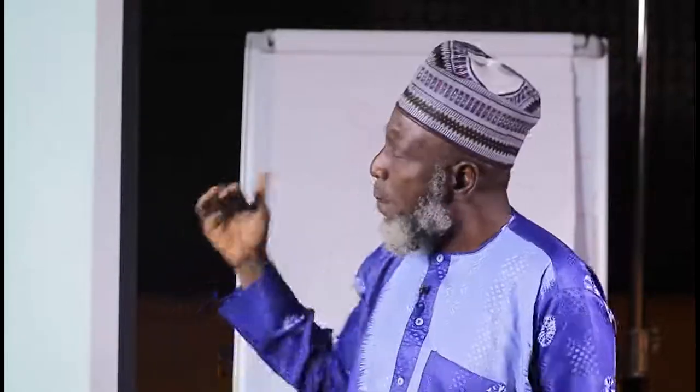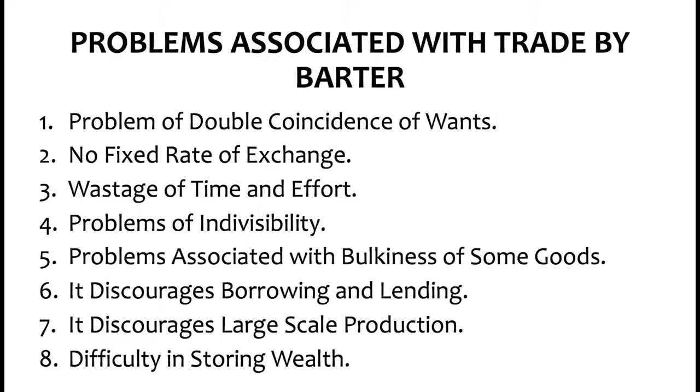Now, this practice of exchanging goods for goods in those days, during the days of our great grandfathers, was associated with different problems which were solved as a result of the coming of money. Now, let's look at those problems that they faced in those days when they were using this means of exchange. The problems include, one, the problem of double coincidence of wants.